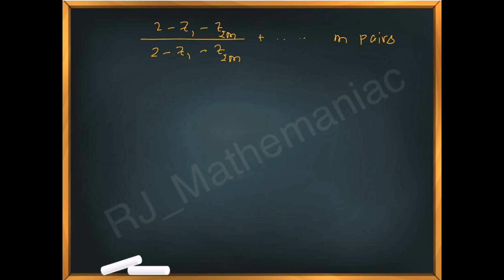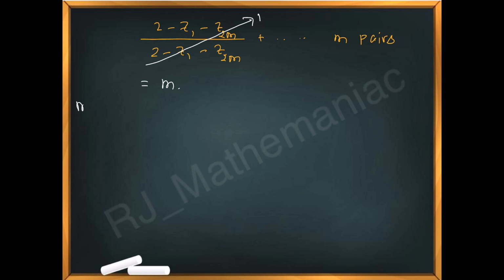So because of that, this value is 1, and you can observe that every pair gives 1 only. So what is the summation? That is m. Okay, so we got the same answer.